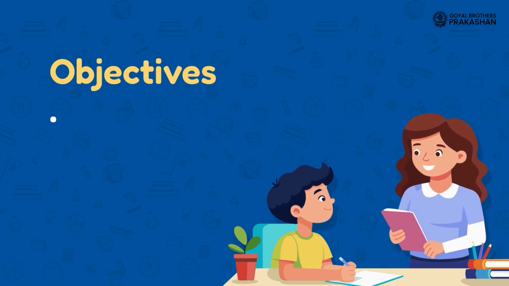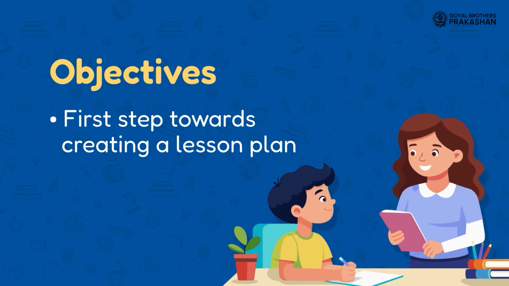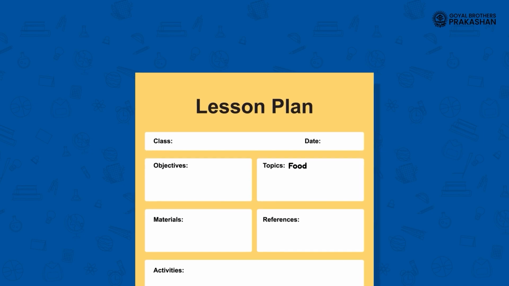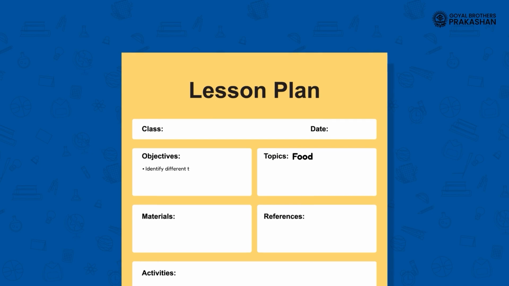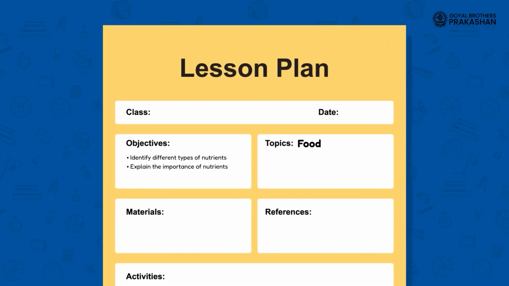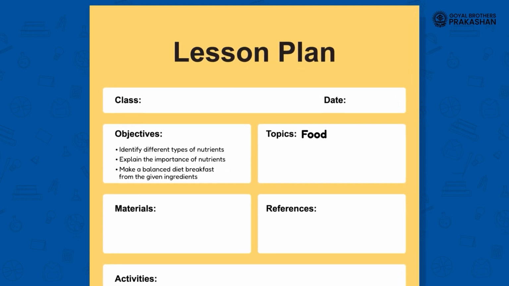Establishing what students should be able to do after the lesson is the first step towards creating a lesson plan. For example, if you are teaching a lesson on food, your objectives could be: identify different types of nutrients, explain the importance of nutrients, make a balanced diet breakfast from the given ingredients.